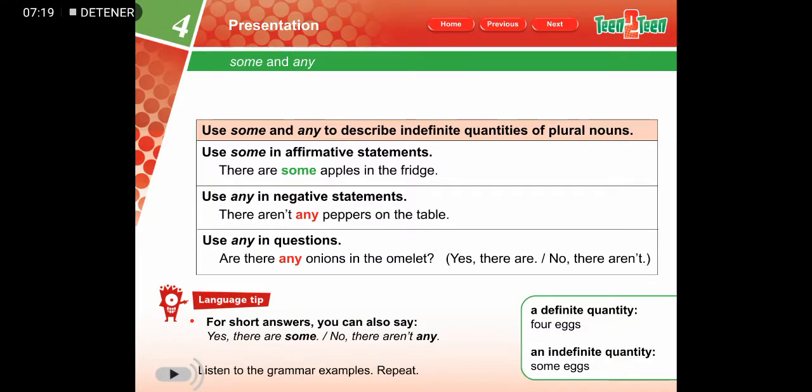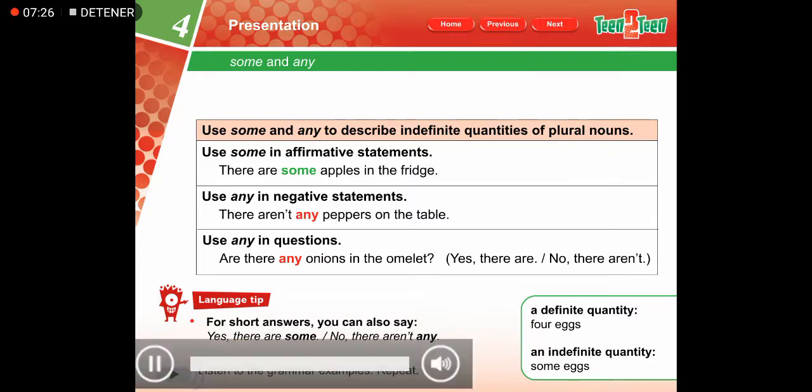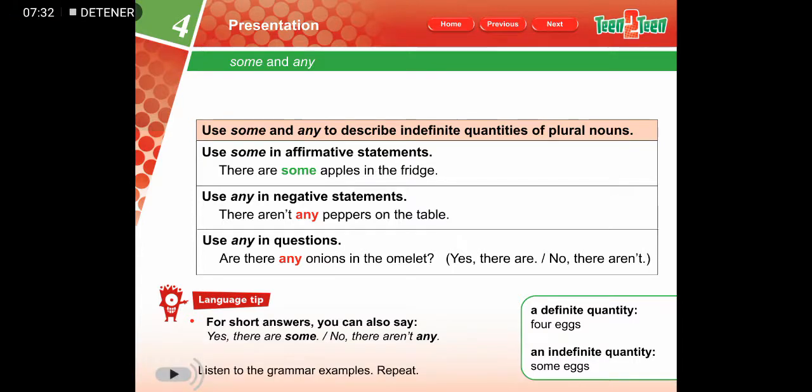Okay, now please listen to the grammar examples and repeat. Escuchen y repitan. Unit 4, page 33. Grammar. Exercise 2. Pronunciation. Listen to the grammar examples. Repeat. There are some apples in the fridge. There aren't any peppers on the table. Are there any onions in the omelet?